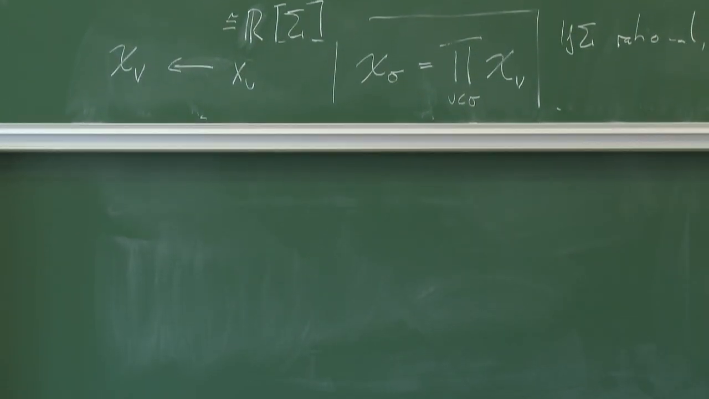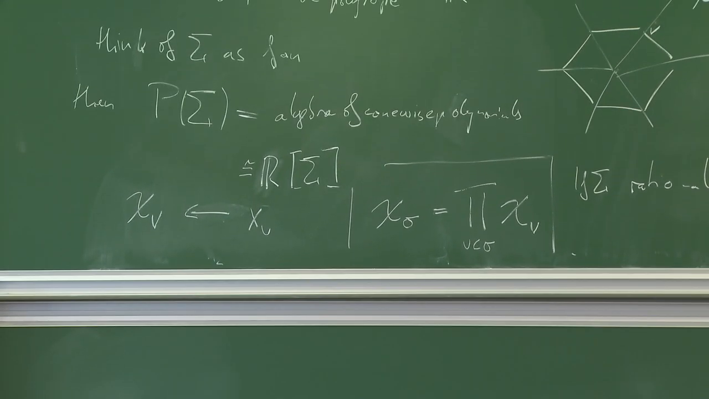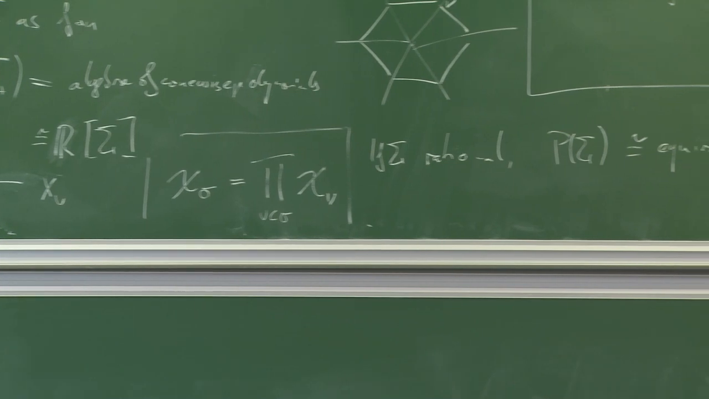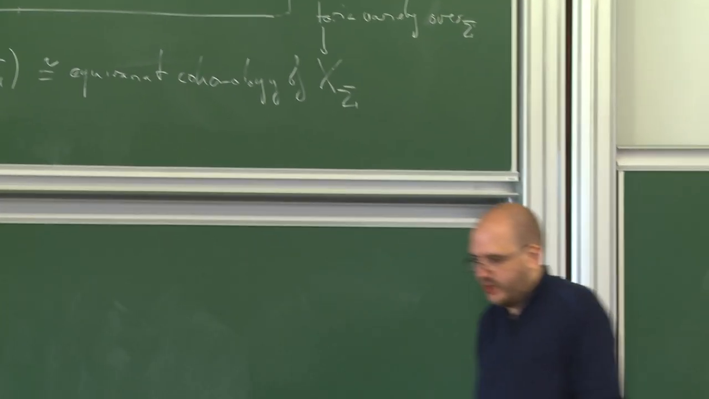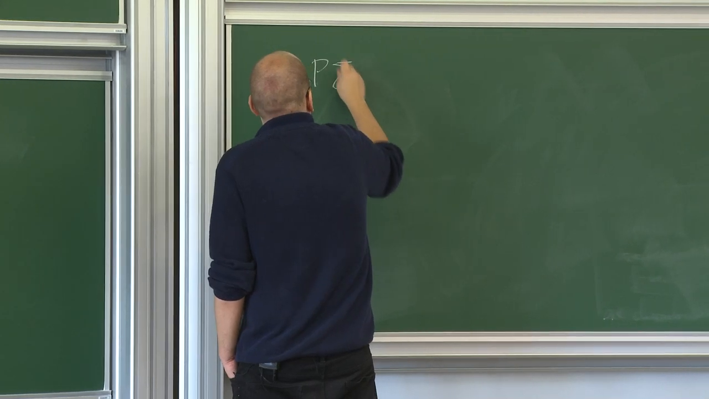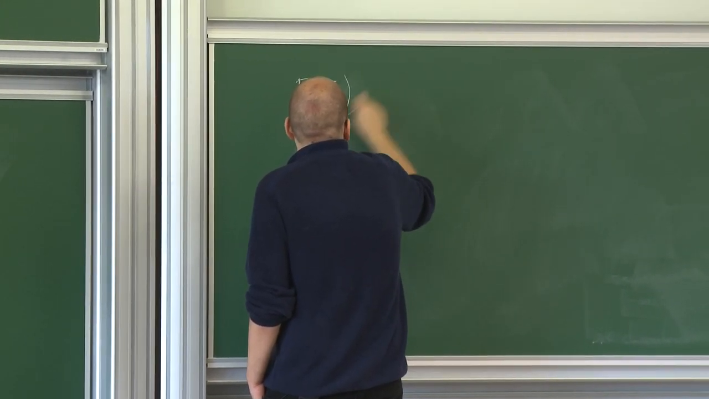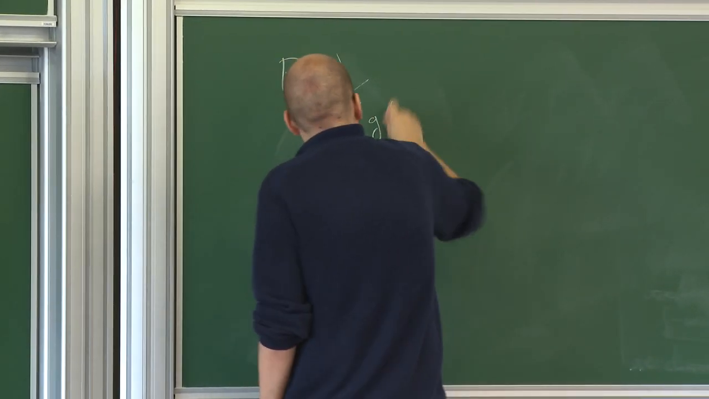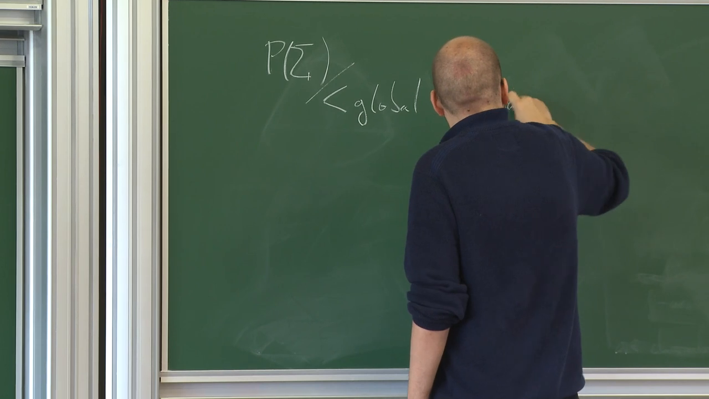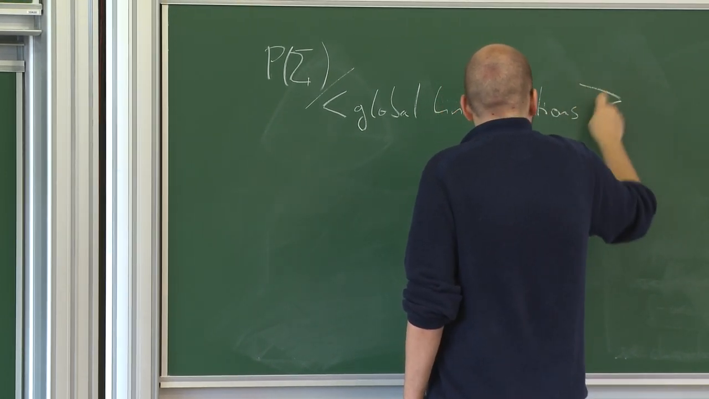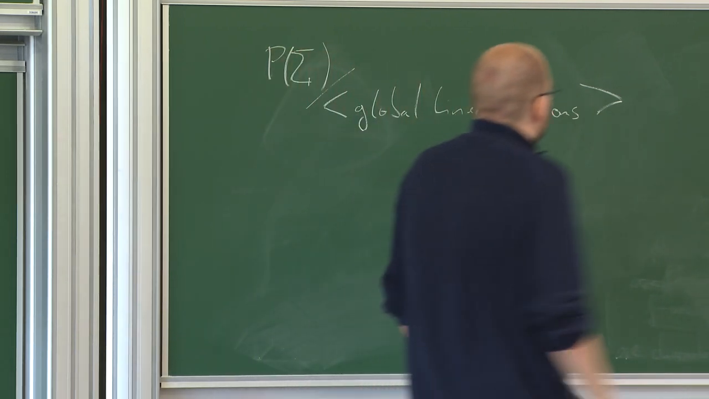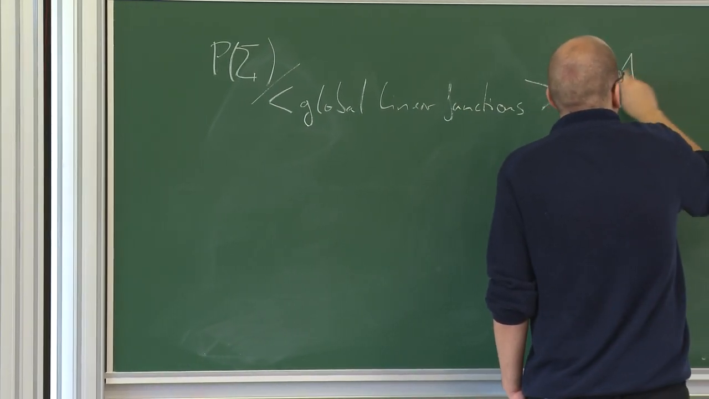So this is the algebra, and then I have the corresponding Artinian reduction. Now again, this is the covariant cohomology, so what I want is a finite dimensional vector space. What I can do very naturally is take P of sigma and mod out the ideal of the global linear functions, the boring degree one functions. I mod out the ideal generated by them. That's nice, and this is isomorphic to A sigma.